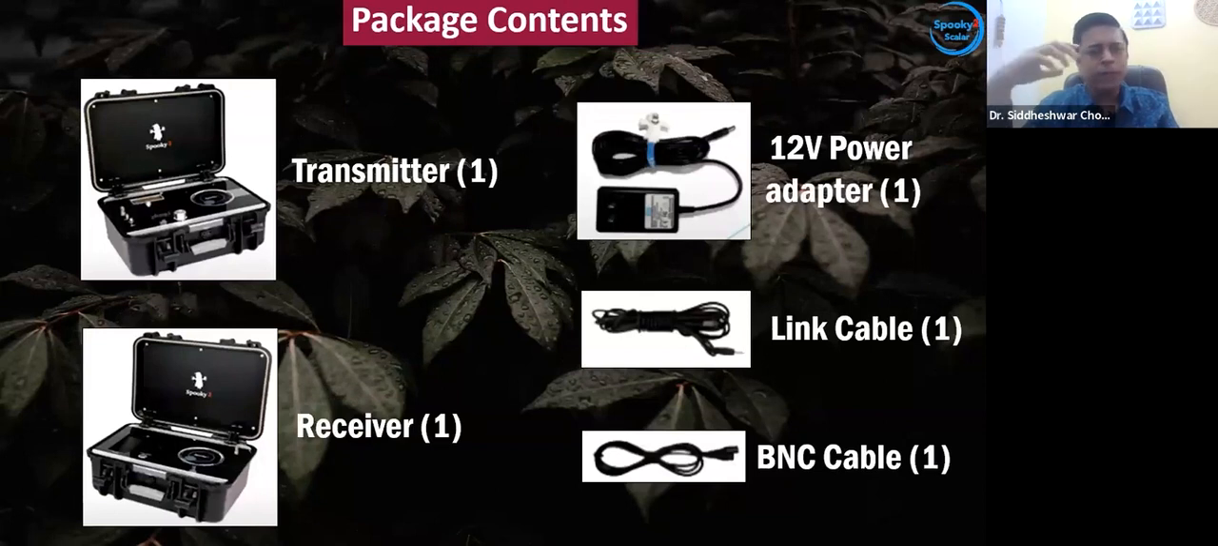Now, it's a very simple unit. You get a transmitter box, a receiver box, a power adapter, a link cable, and a BNC cable. Now, the BNC cable is needed only for the Rife scalar mode, not for general usage, for pure or molecular scalar mode maybe. BNC cable is required for the third mode.